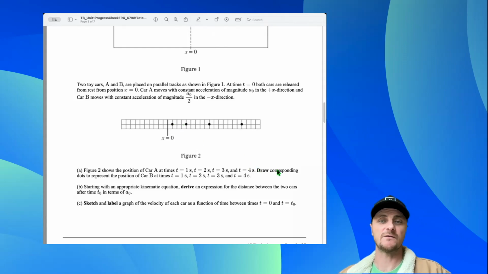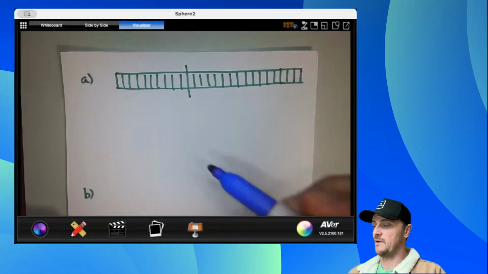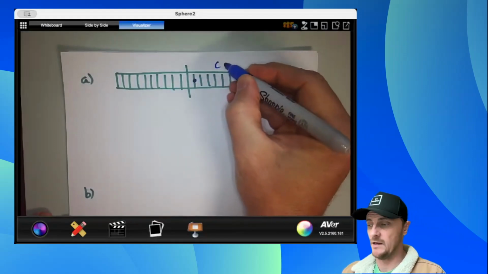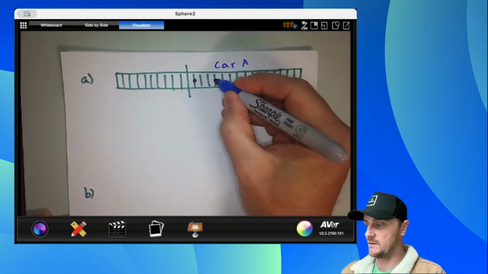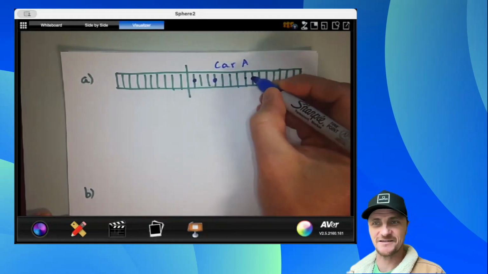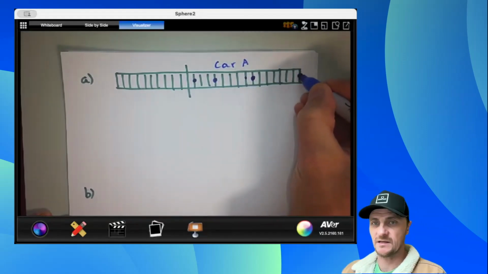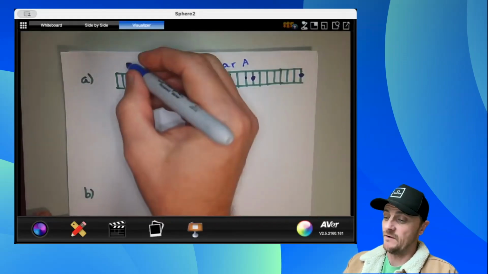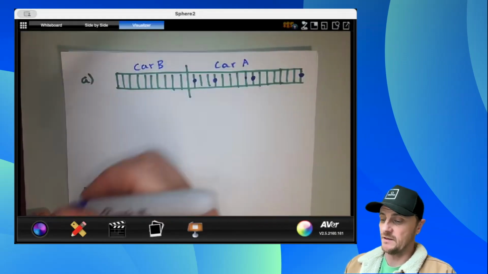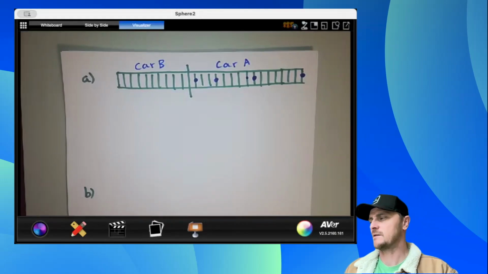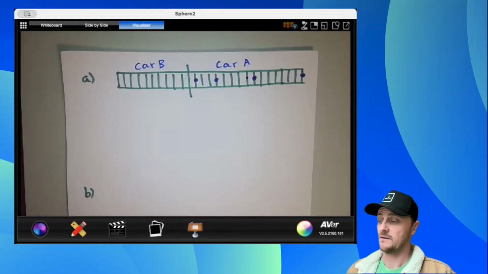So what they want from us is to draw a corresponding dot pattern to represent the position of car B at those same 4 times. So let's get into how we prove that out. Looking at my paper here, we've got car A going one box, then 4 boxes, 9 boxes, and then finally 16 boxes, which is at the very end over here. And so now we need to figure out what car B is doing. Now, if you just said to yourself, well, that's half the acceleration, and so we should cover half the distance, you'd be correct. But we need an equation that proves that to us because we're trying to learn how to pass this test coming up.